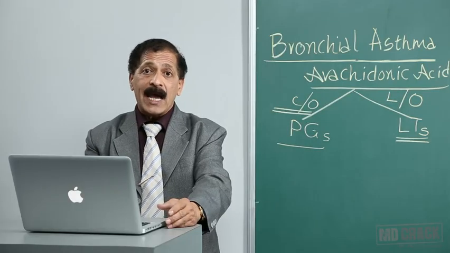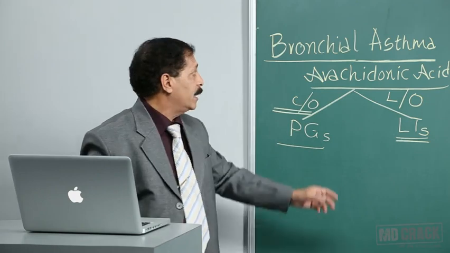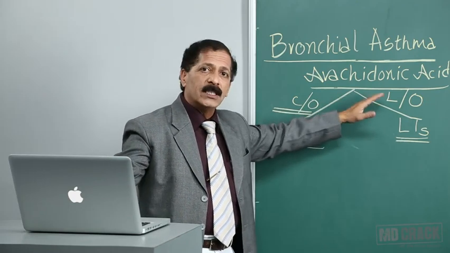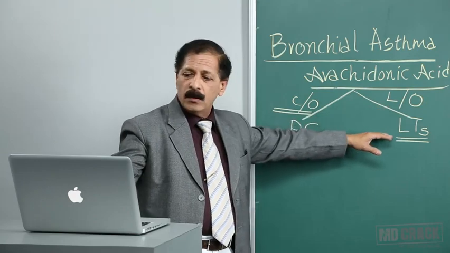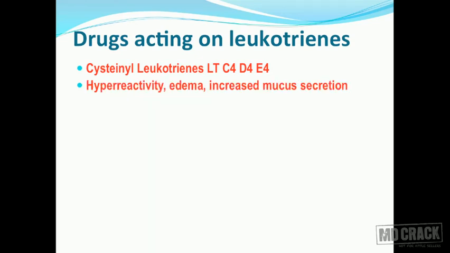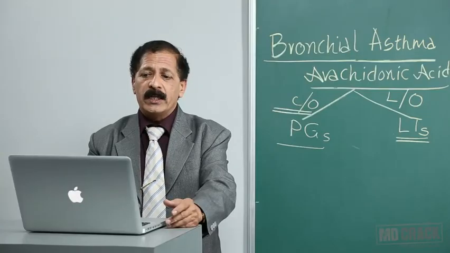Next we come to the drugs acting on leukotrienes, and as I said, the arachidonic acid metabolism takes this pathway, that's the lipoxygenase pathway, and leads to the formation of leukotrienes. The cysteinyl leukotrienes are leukotrienes C4, D4, and E4. They lead to hyperreactivity of the bronchial smooth muscle, they produce edema, and they increase the mucus secretion. LTB4, that's leukotriene B4, also takes part in the neutrophilic infiltration.